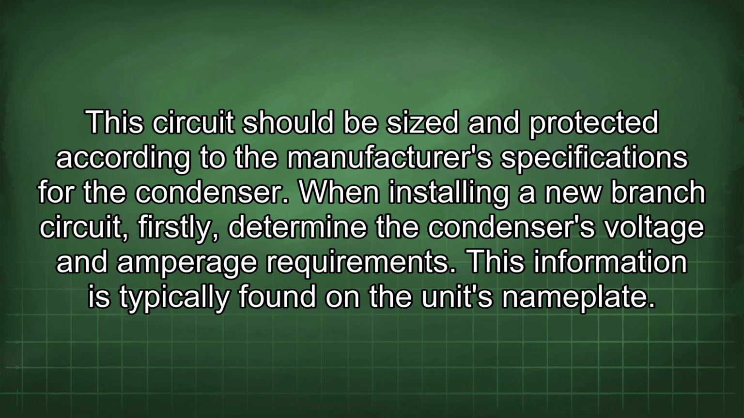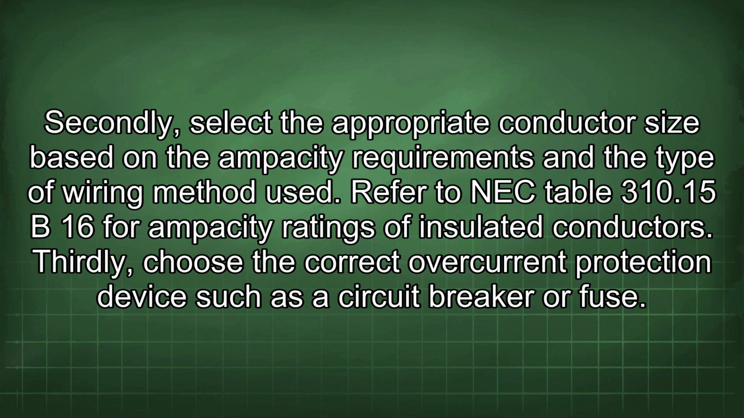When installing a new branch circuit, firstly determine the condenser's voltage and amperage requirements. This information is typically found on the unit's nameplate. Secondly, select the appropriate conductor size based on the ampacity requirements and the type of wiring method used. Refer to NEC Table 310.15(B)(16) for ampacity ratings of insulated conductors.